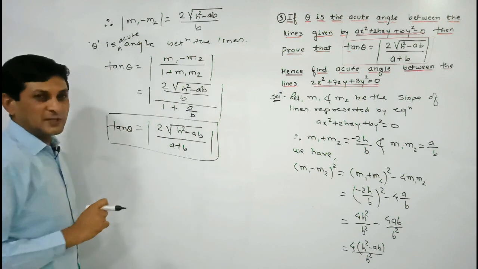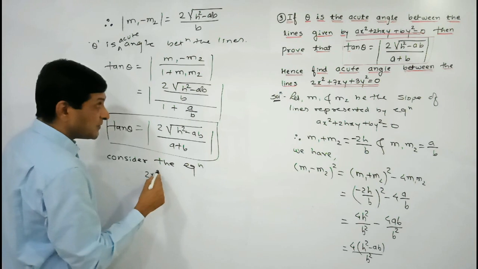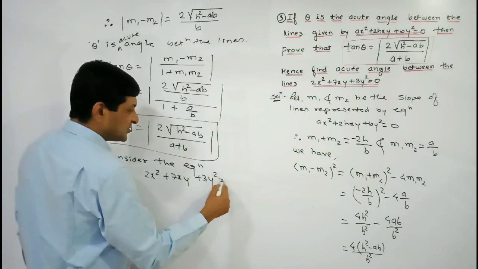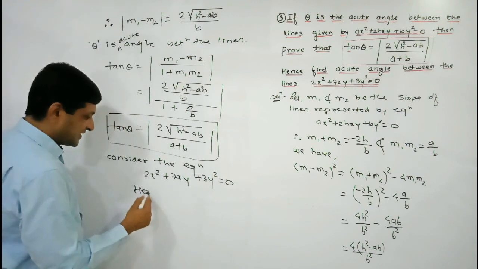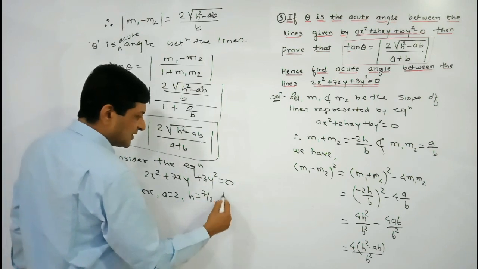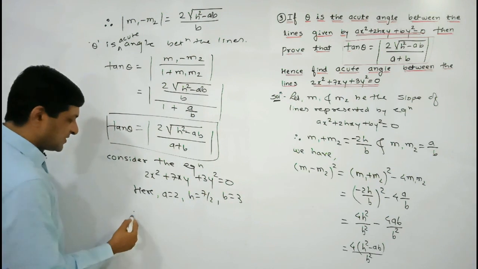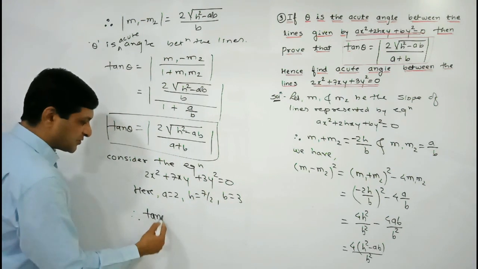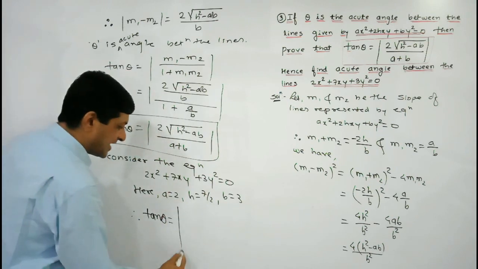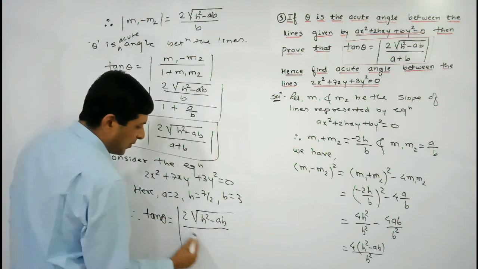Now let us try to solve this example. Consider the equation 2x square plus 7xy plus 3y square is equal to 0. Here we can say that a is equal to 2, h is equal to 7 by 2, and b is equal to 3. Once the values of a, h and b are known, the remaining part is to substitute these values in the formula. So tan theta is equal to 2 under root h square minus ab upon a plus b.